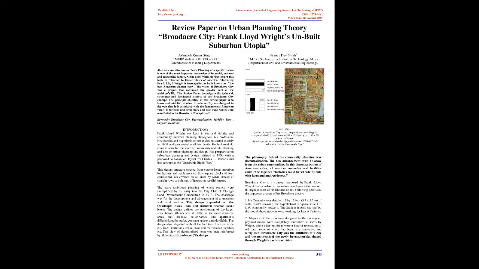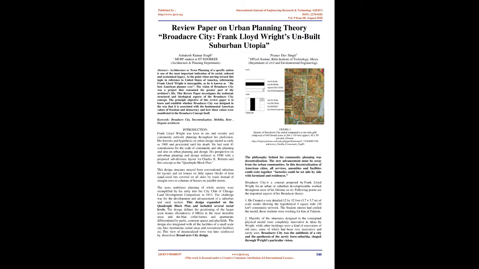The philosophy behind his community planning was decentralization. The new advancement must be away from the urban communities. In this decentralization of American cities, all services, amenities, and facilities could exist together. Factories could be set side by side with farmland and residences. Broadacre City is a concept proposed by Frank Lloyd Wright for an urban or suburban development. He worked throughout most of his lifetime on it.